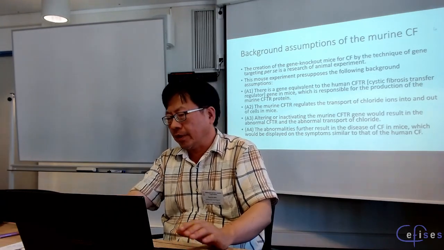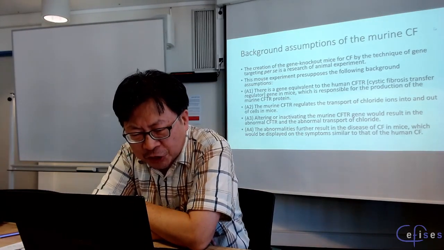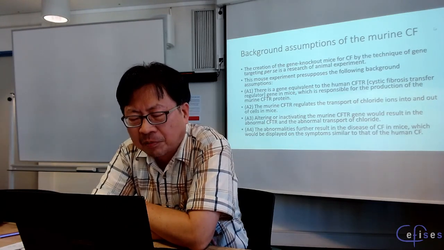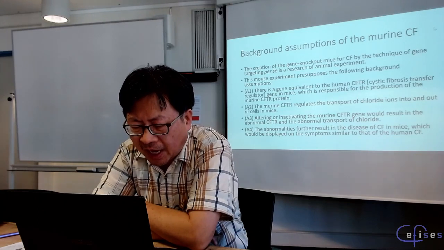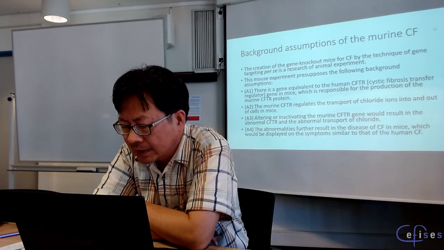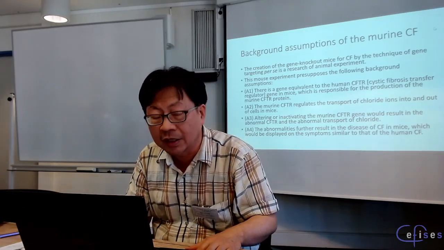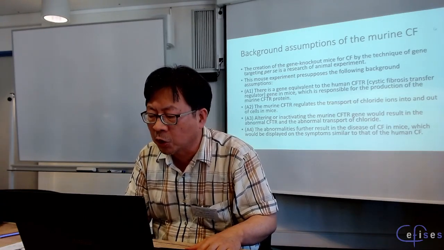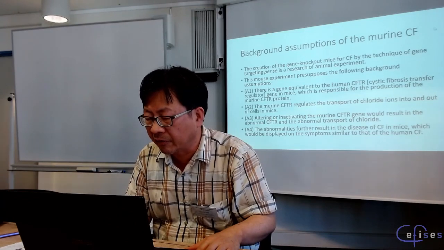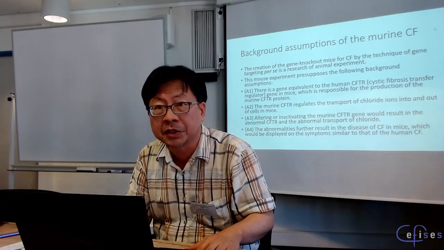A1: There is a gene equivalent to the human cystic fibrosis transmembrane conductance regulator gene in mice, which is responsible for the production of the murine CFTR protein. A2: The murine CFTR regulates the transport of chloride ions into and out of cells in mice. A3: Altering or inactivating the murine CFTR gene will result in abnormal CFTR and abnormal transport of chloride. A4: The abnormalities further result in the disease of CF in mice, which would be displayed in symptoms similar to those of human CF.